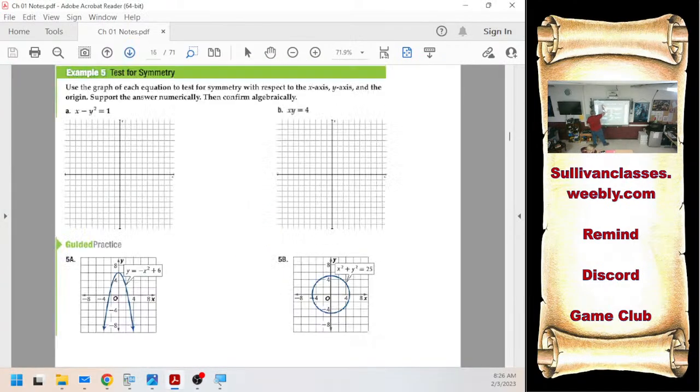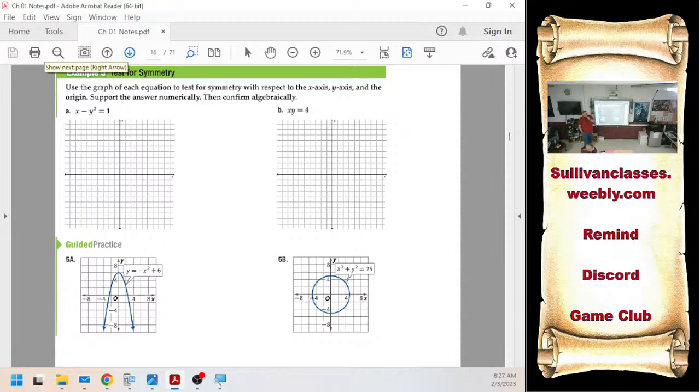See it in action. They say use a graph of each equation to test for symmetry with respect to those three things. Now, they would like us to literally test all three. That's a lot of writing. So what I'm going to say is if it looks symmetric to the x, just do the x. If it looks symmetric to y, just do y. Origin, just do origin. If it looks like it's symmetric to all three, okay, now you got to do all three. Sometimes you get like a circle or something, you know, something's perfect.